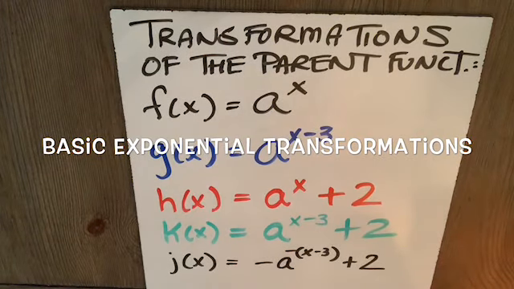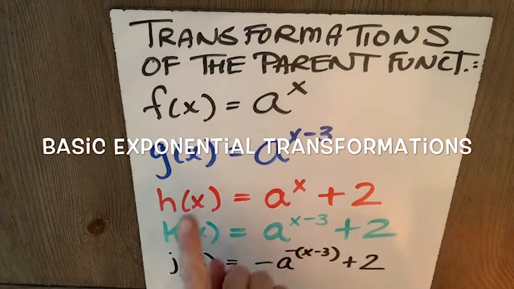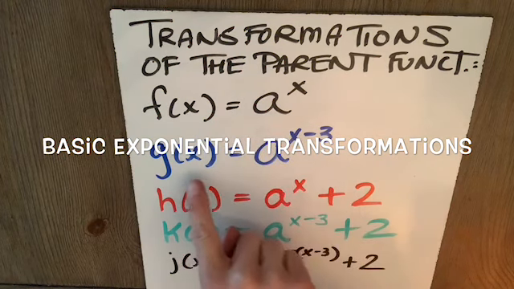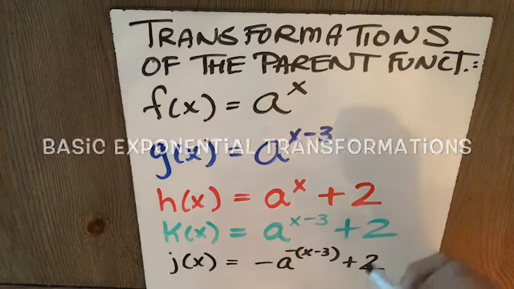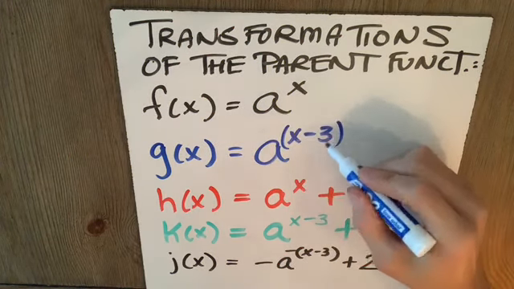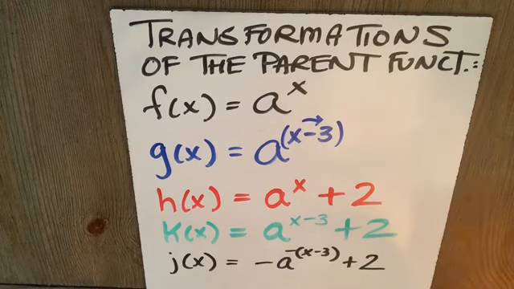Let's talk about now transforming our parent function f of x equals a to the x. Well, hopefully it's second nature to you by now. If I had f of x equals a to the x and I wanted to find g of x equals a to the x minus 3, that would be our graph, crazy, cuckoo, bizarro, bonkers, translated 3 units to the right.